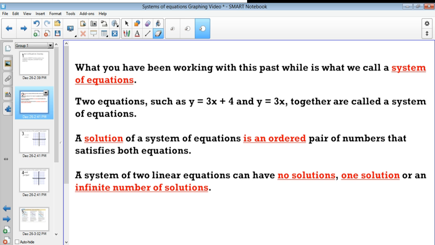And a solution of a system of equations is an ordered pair of numbers that satisfies both equations. So when we're talking about ordered pair, we're talking about kind of a point in a graph. We're talking about an intersection of these two lines. So a system of two linear equations can have no solutions, one solution, or an infinite amount of solutions. So I'm going to start off with one solution and we'll work our way up to the other two.